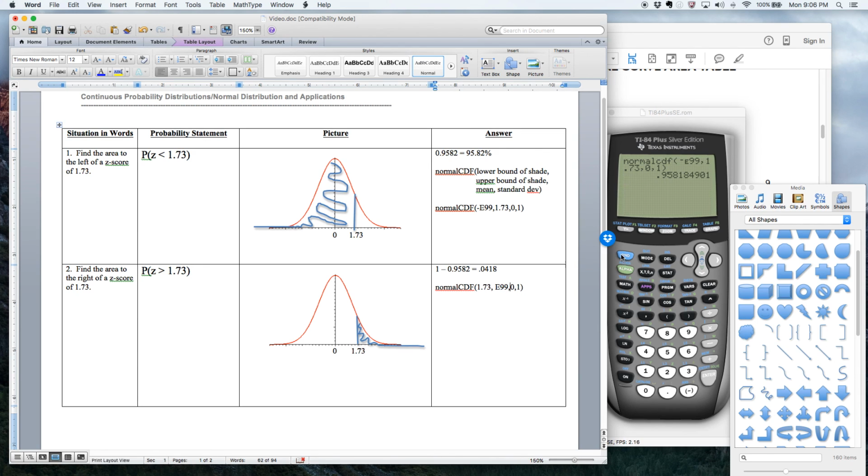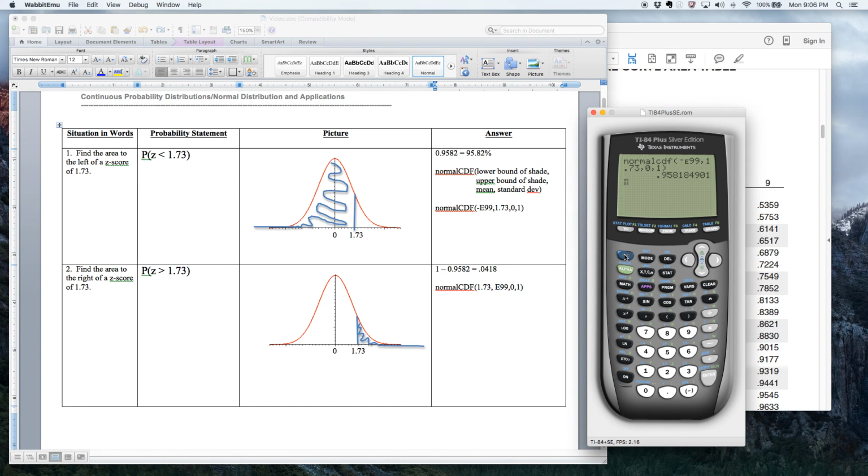All right, so I'll again go to the calculator, and you go second bars, choose option 2. Remember, we don't use option 1 in this class. I'm not going to use it. So option 2, so that is 1.73, comma, E99, comma 0, comma 1. All right, hit enter. And there you have it, 0.0418, just like we got when we did it by hand.